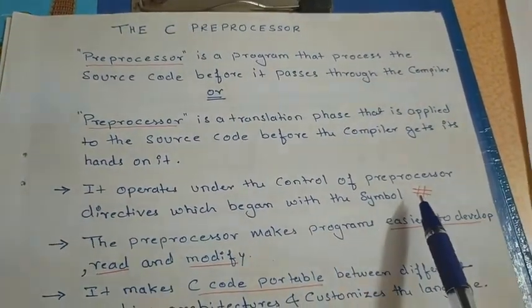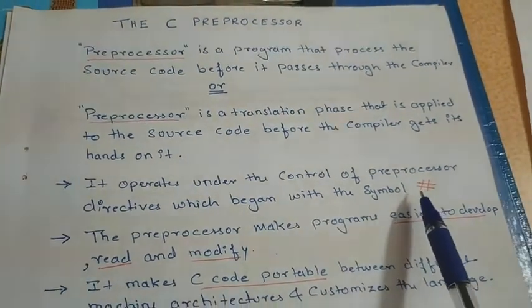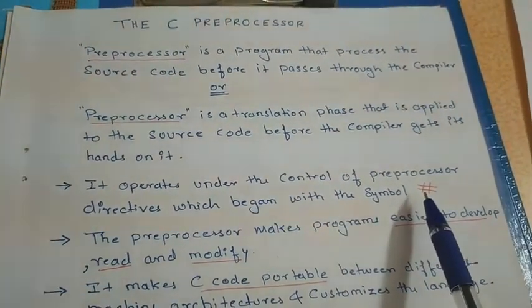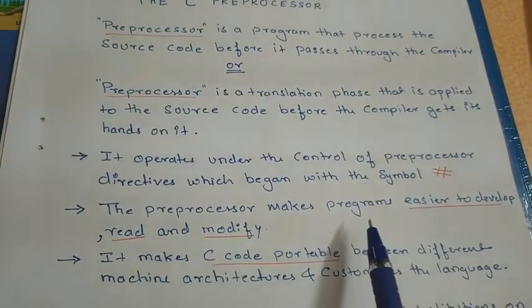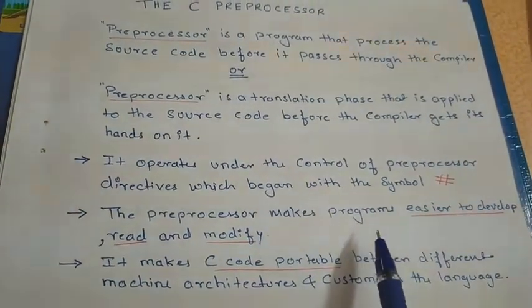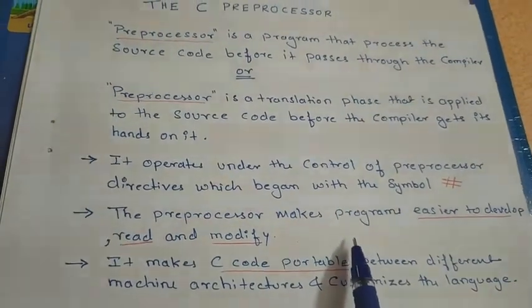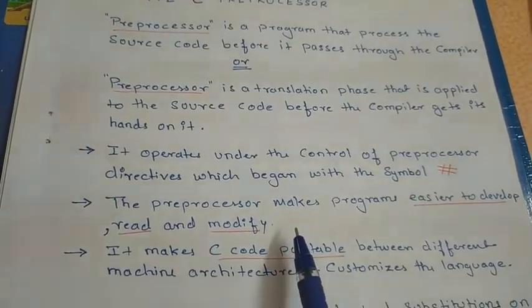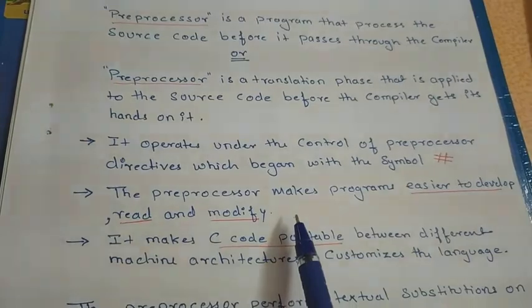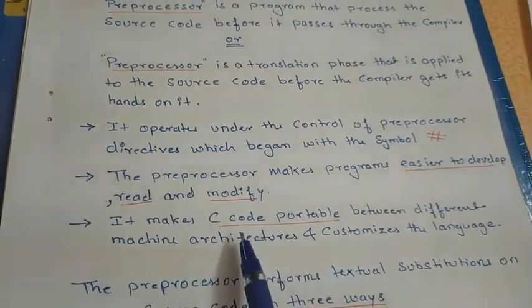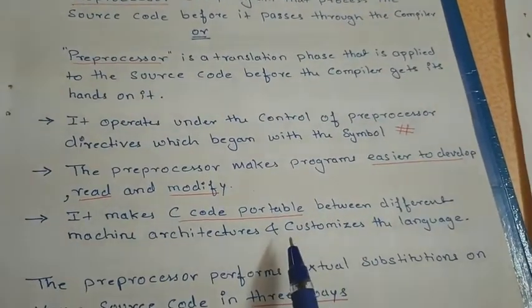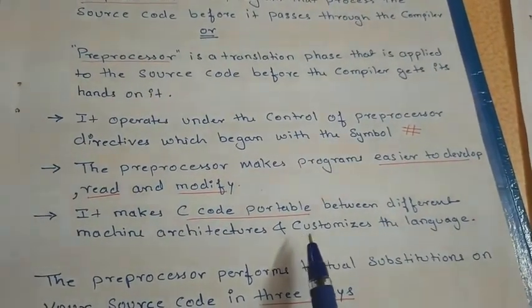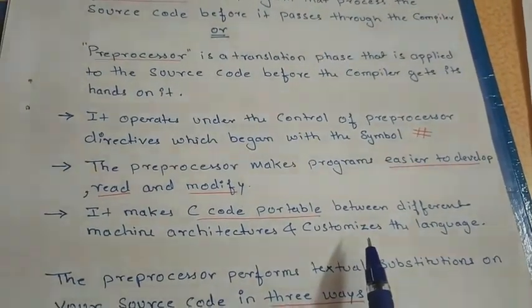So always we find a hash symbol before the preprocessor directive. The preprocessor makes programs easier to develop, read and modify. That is one of the advantages of using preprocessor directives in our program. It also makes C code portable between different machine architectures and customizes the language.